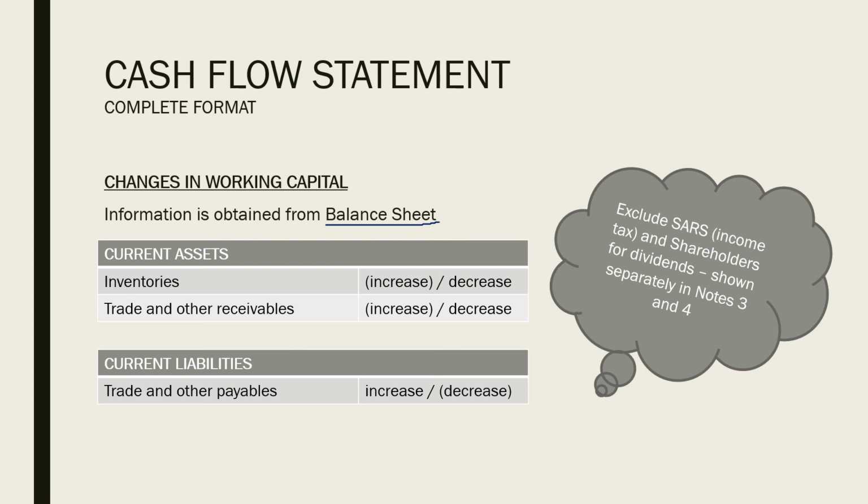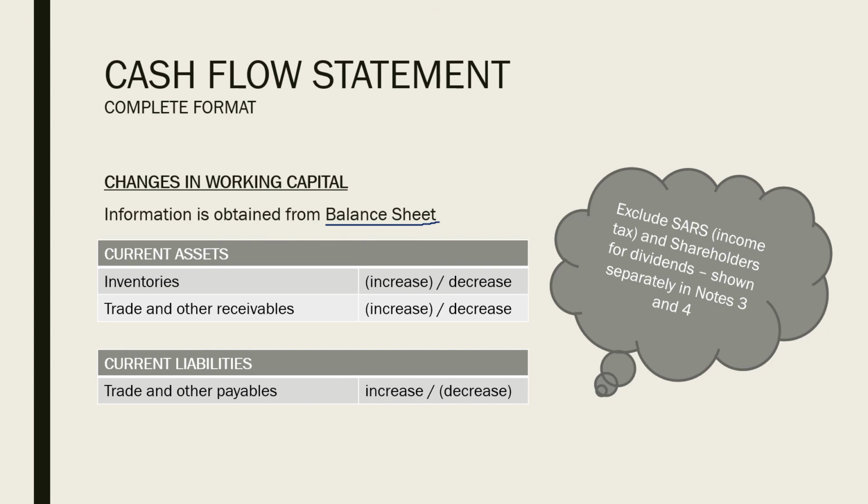Okay, once again, when we talk about SARS income tax, remember SARS income tax can be part of trade and other receivables if it has a debit balance, or it can be part of trade and other payables with a credit balance. Regardless of where it's going to fall, we are not going to include it as part of the working capital on the cash flow statement, because it is shown separately.